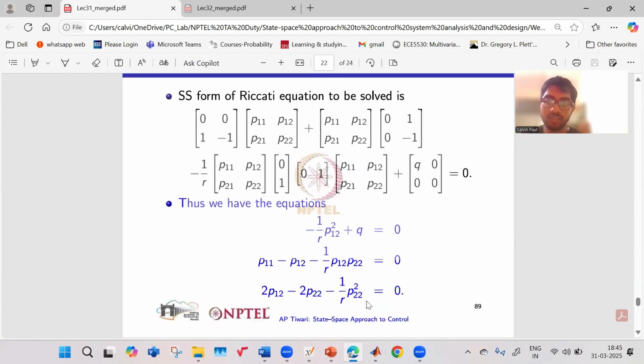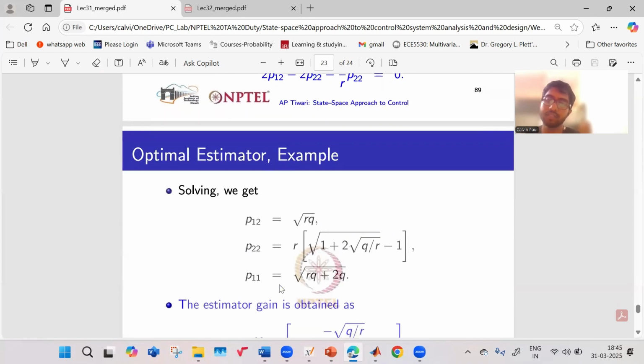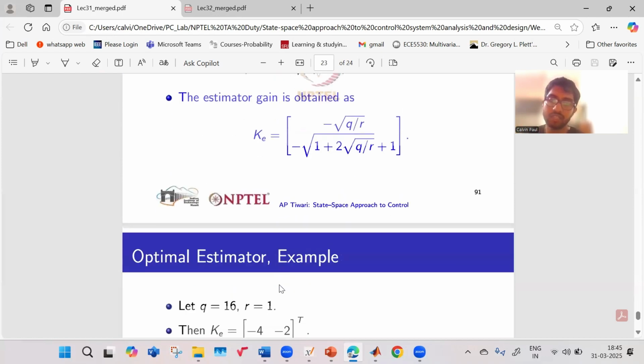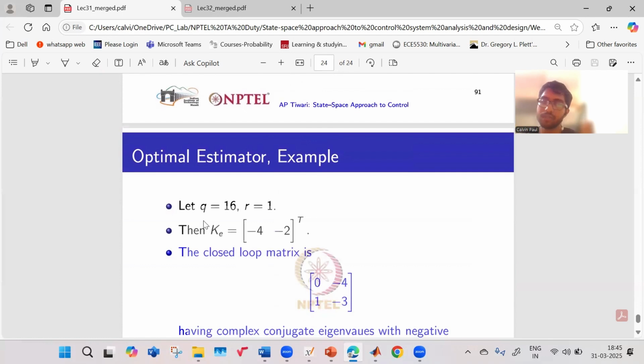Because if you will notice, P12 can be negative also, then multiple options are possible. But you have to make sure you select such P11, P22, and P12 that your overall matrix is positive definite. So that you have to take care. Then the K matrix is given by minus PC transpose R inverse. So you get the K matrix accordingly. They assume the value of Q and R, and get the K matrix like this.